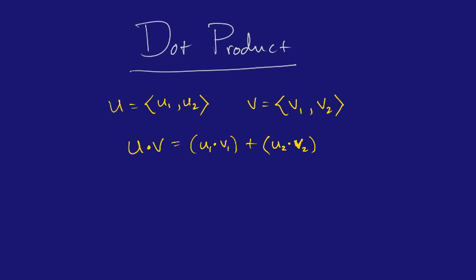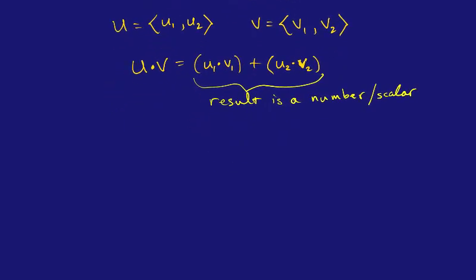Now, just so that we're clear, u sub 1 times v sub 1 is a number, plus another number, the product of the two vertical components. So one thing to know is that your result is not a vector but is a number, or as some people may call it, a scalar. So it's not too terrible to do the dot product. You just have to recognize that your answer is not going to be a vector as it is when you add or subtract vectors together.